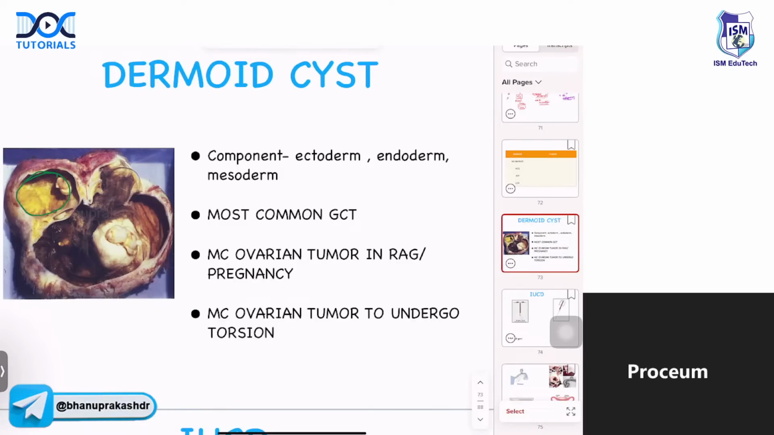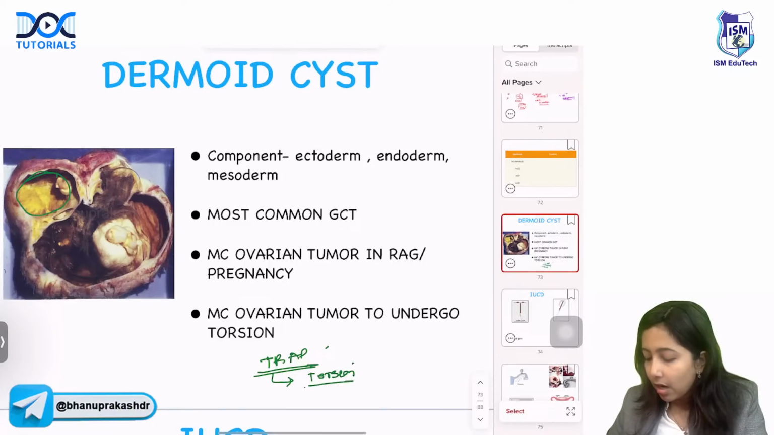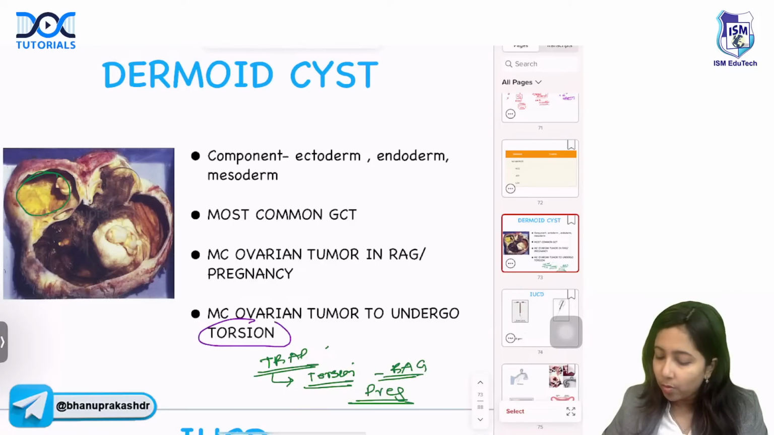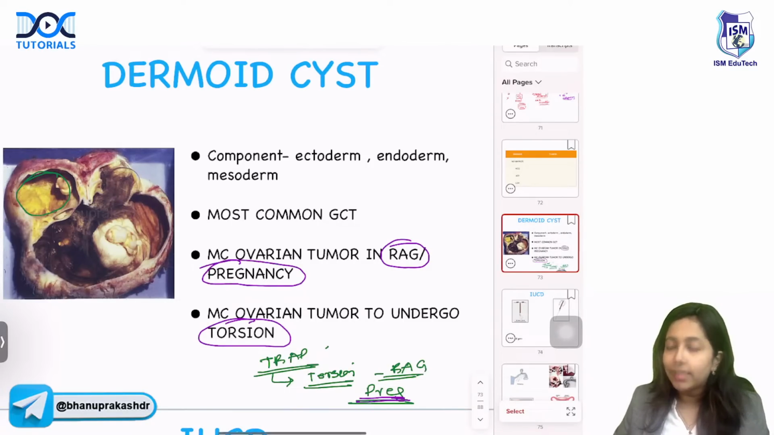So you can easily remember it with the mnemonic TRAP. T stands for torsion. RA is for reproductive age group and P is for pregnancy. So this is the most common ovarian tumor to undergo torsion, this is the most common ovarian tumor in the reproductive age group, and this is the most common ovarian tumor in pregnancy. So you can easily remember with the mnemonic TRAP: torsion, reproductive age group, and pregnancy.